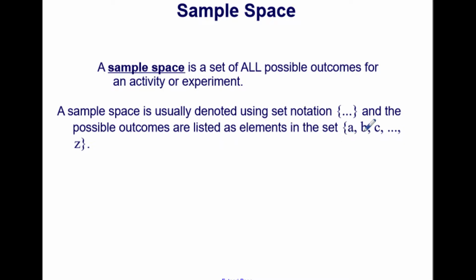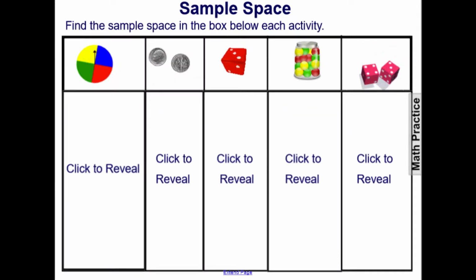So those possible outcomes, in this case, we're using the letters A, B, C, all the way to Z to represent the possible outcomes, and they're surrounded by the braces. So that's our set notation for this sample space. Here are some examples of sample space. So we're going to look at each box below and find the sample space for that event.